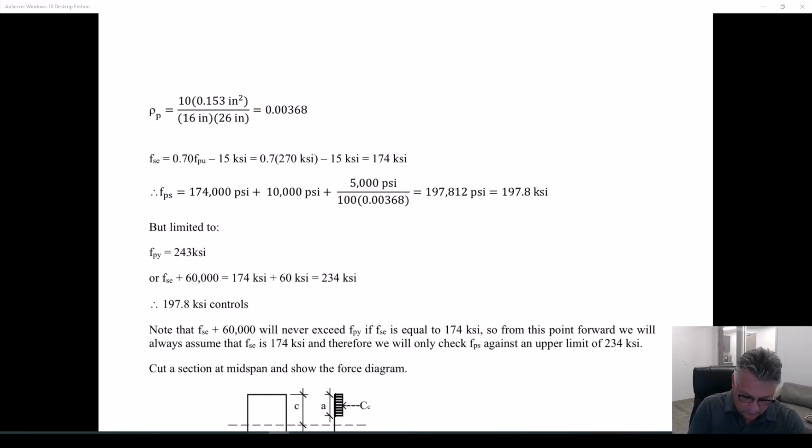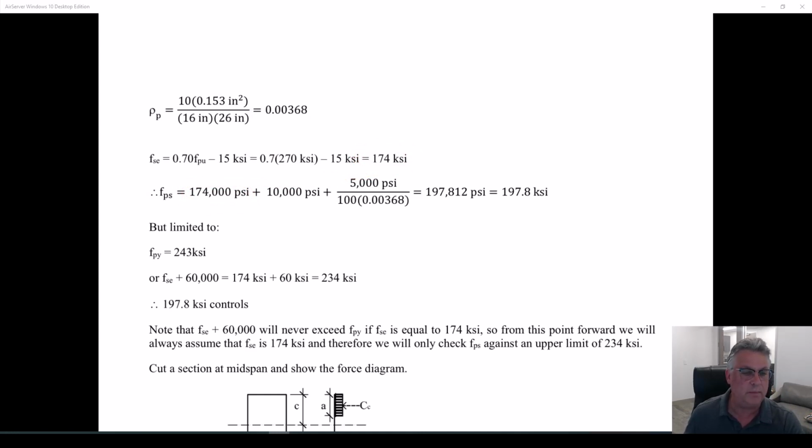We remember that fse is always going to be 174. That's always the case. One-way slabs, two-way slabs, beams, everything in my life, fse is 174 ksi. So when we go to the fps equation, remember, now we're talking about failure. This was the everyday condition. This is what this tendon is doing every day of its life. It's not failing every day of its life.